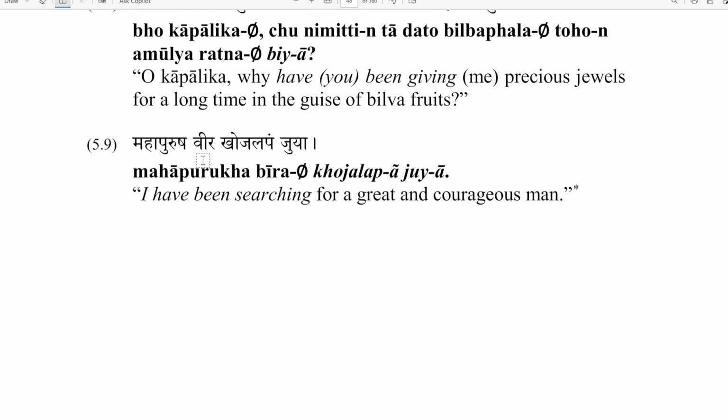Mahaburusha Vira Ngojala Banjuya. So Mahavira: Maha is Sanskrit for great. Purusha is a person, so a great man. Also in the Sutras, the Buddha is called a Mahapurusha, a great man associated with 32 auspicious marks. And Vira is hero.